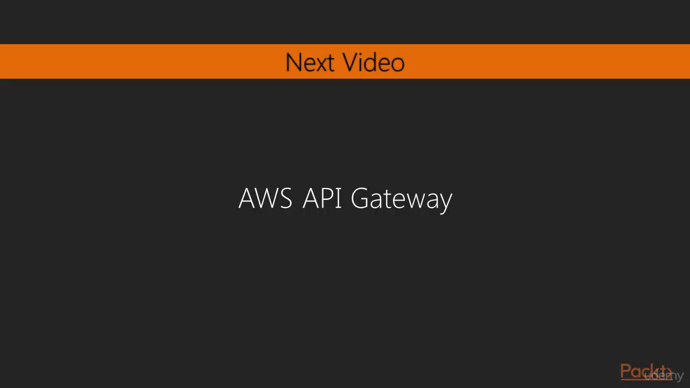In the next video, we are going to use the API Gateway service to create an API and connect it to our Lambda function. Then we will invoke our Lambda function through the API. Stay tuned.